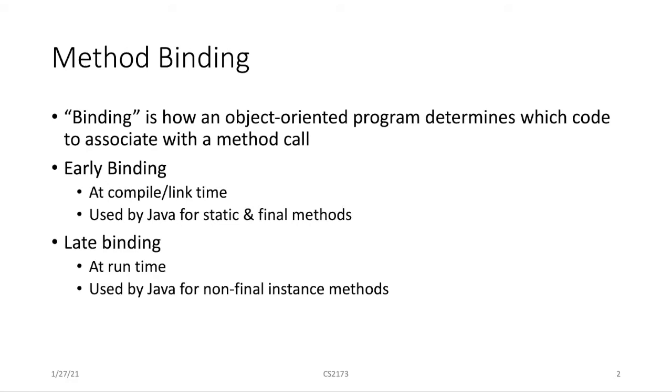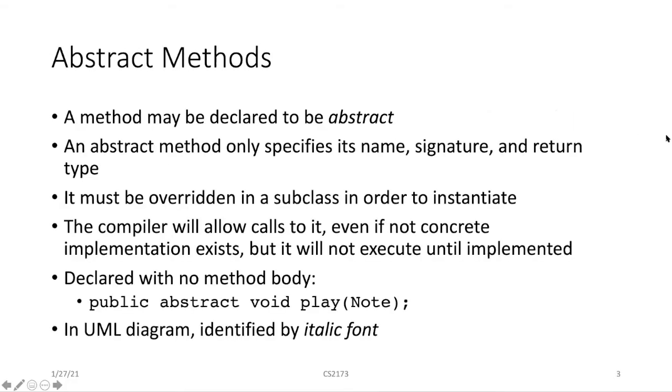So that's just something to understand about how the Java virtual machine is doing business, and that especially comes in when we talk about abstract methods. The idea here is that you can declare a method to be abstract, and you might be thinking, okay, why would we do that? Well, just hold on. An abstract method only specifies its name, signature, and return type. So there's no code associated with it.